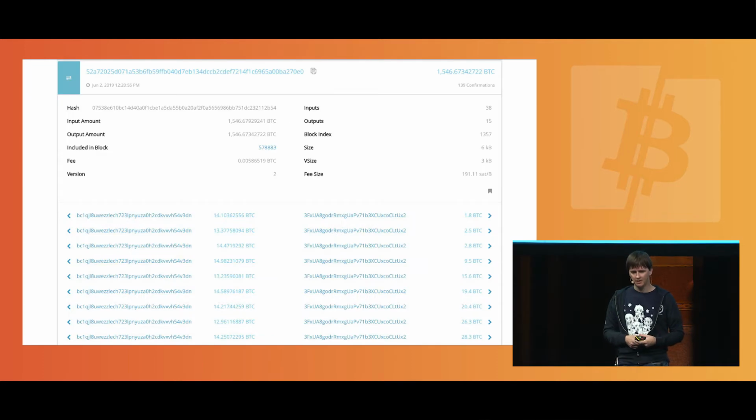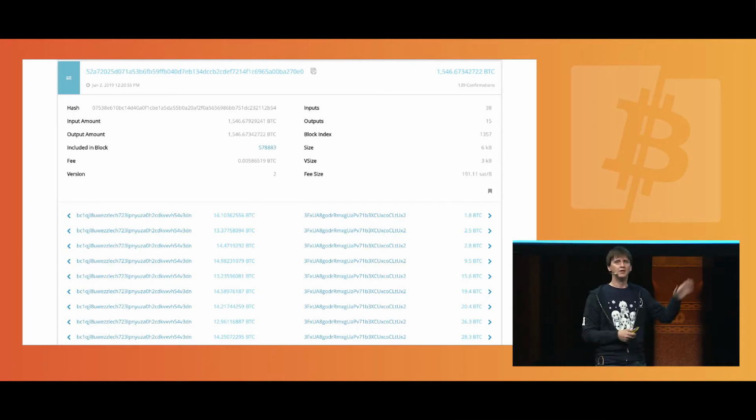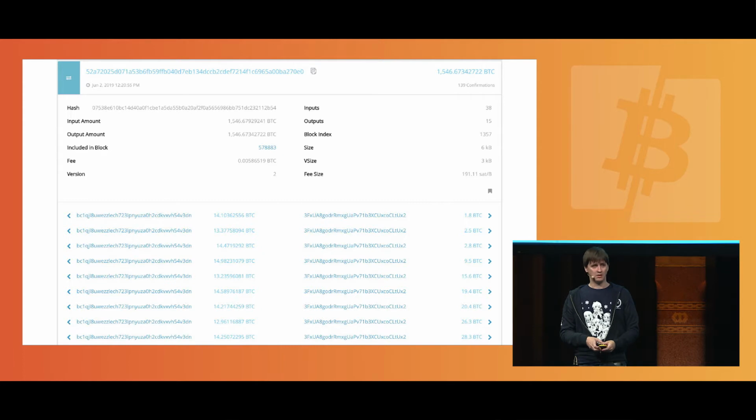Right, so this is a transaction that looks really weird to me. You probably can't see what it says, but all of the inputs and all of the outputs are actually the same. Well, the inputs are all the same address, and the outputs are all the same address. And this looks like spam, I think.